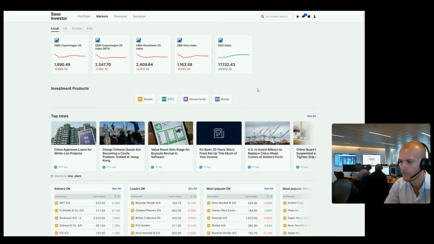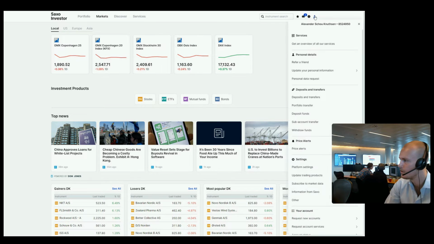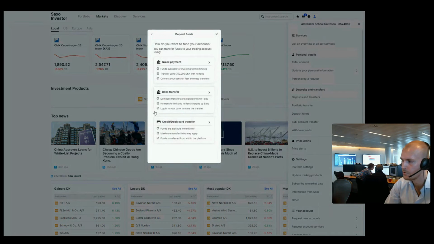When you log into your account, before you can get started with anything, you would probably need to put some money into your account. So in the top right corner of the SaxoInvestor platform, there's a small person icon up here. If you click on that one, you'll be able to choose deposit funds, and then it gives you 3 opportunities: quick payment, bank transfer, or a credit card transfer. Bank transfer is the easiest way, in my opinion.